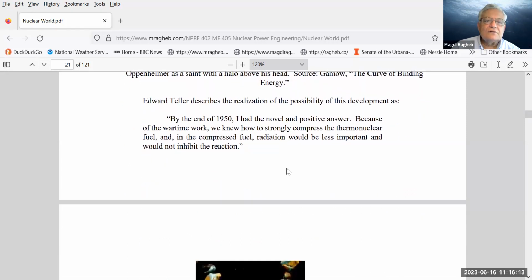Edward Teller describes the realization of the possibility of this development as, quote, "By the end of 1950, I had the novel and positive answer. Because of the wartime work, we knew how to strongly compress a thermonuclear fuel, and in the compressed fuel, radiation would be less important and would not inhibit the reaction."